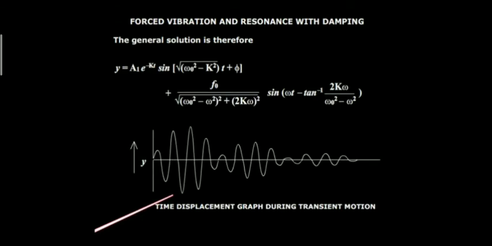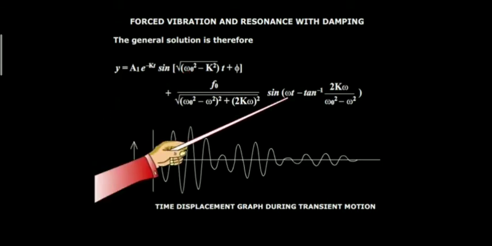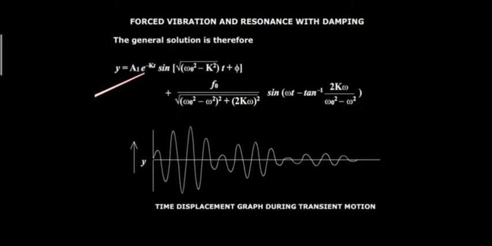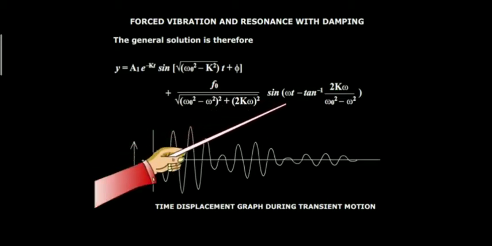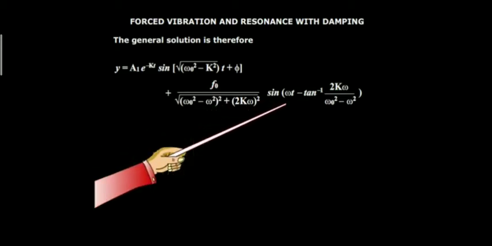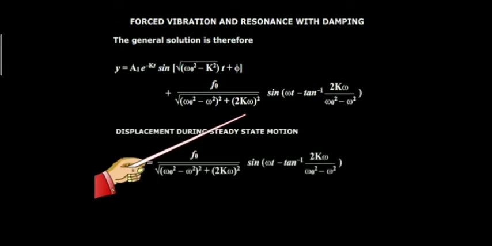This motion is called transient motion, where the natural frequency of the oscillator omega 0 and the frequency of the driving force omega fight with each other. When the exponential term comes down to 0, this part becomes 0 and this part takes over. That means the driving force frequency wins the battle and now the oscillator oscillates with the driving force frequency. This motion is called steady state motion.